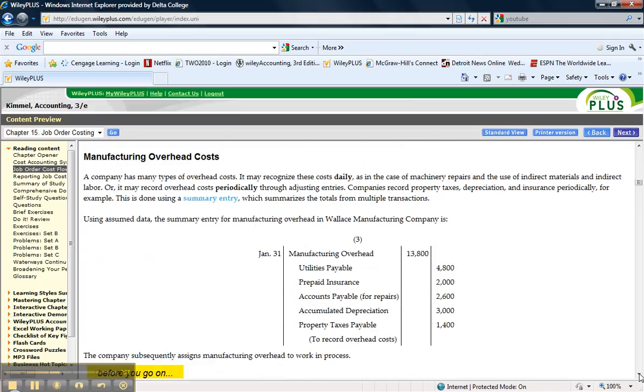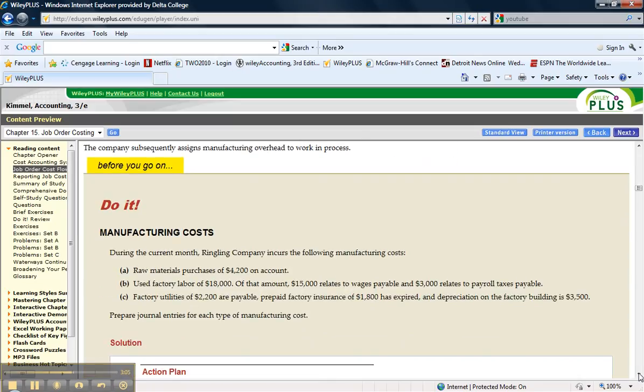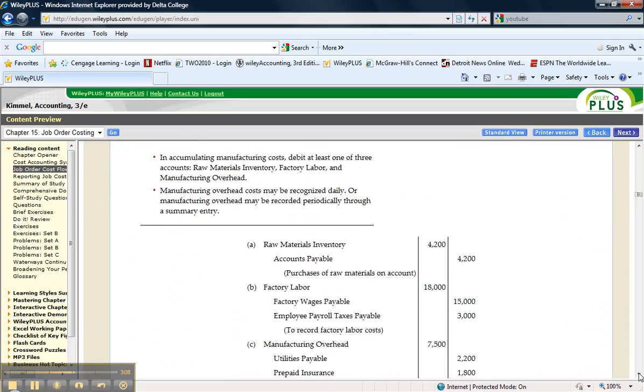Manufacturing overhead costs, this is where we're accumulating overhead. These are actual costs that a company incurs regarding its manufacturing process. So utilities for the factory, prepaid insurance, that's insurance on the factory, repairs, paying for repairs in the factory. Accumulated depreciation, this is depreciation of factory equipment and the factory itself. Property tax on the factory. So a bunch of overhead costs that aren't specifically materials or labor get debited directly into this overall control account, manufacturing overhead.